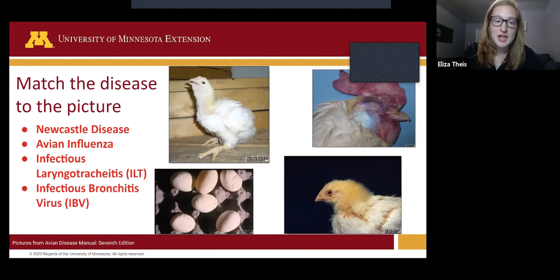So I have a quick exercise for you all to put into practice the knowledge that you have learned in the past few weeks. Match the diseases that I have listed on the left to the sick birds or the pictures on the right. And I'll give you a few seconds to think this over. Okay, you ready? See if you're right.